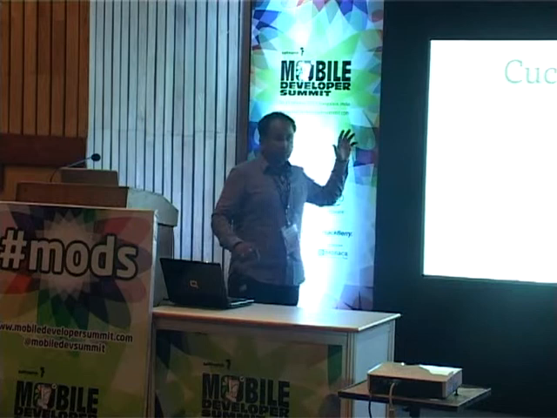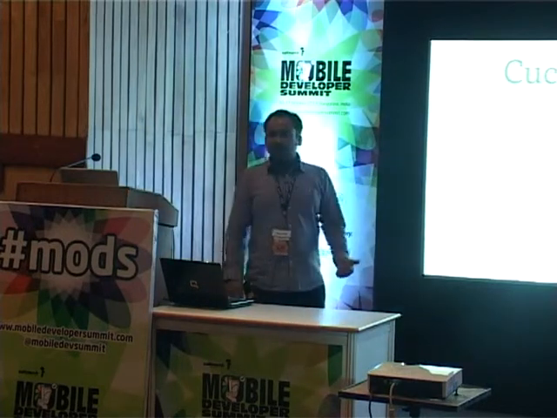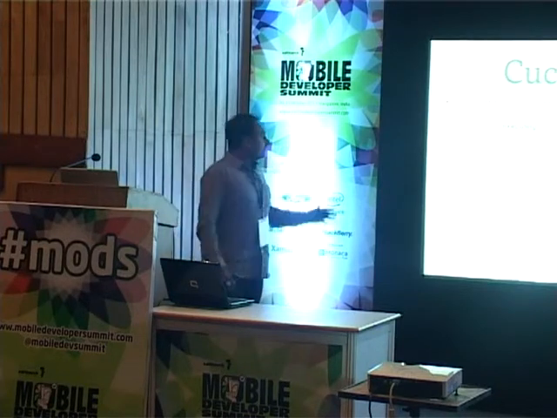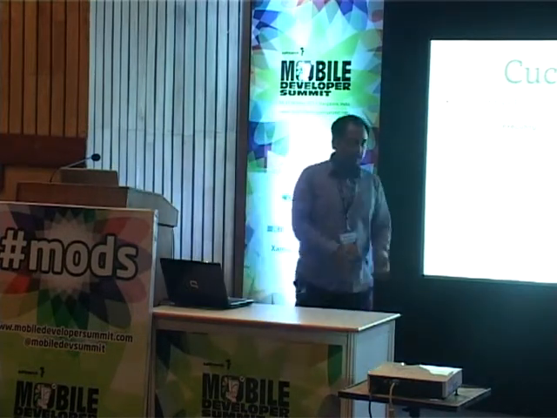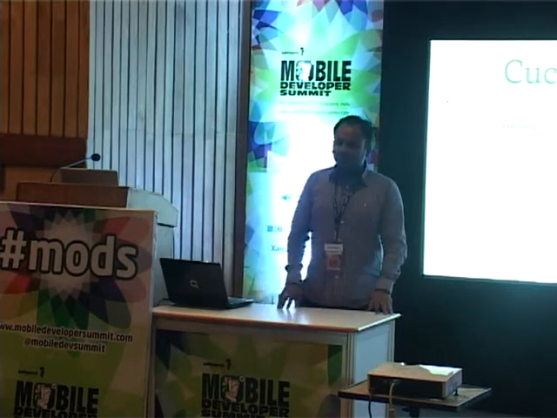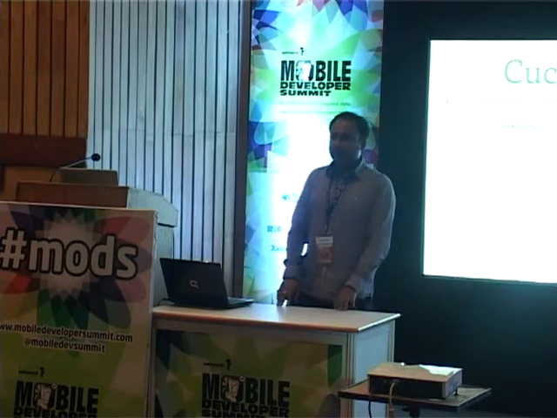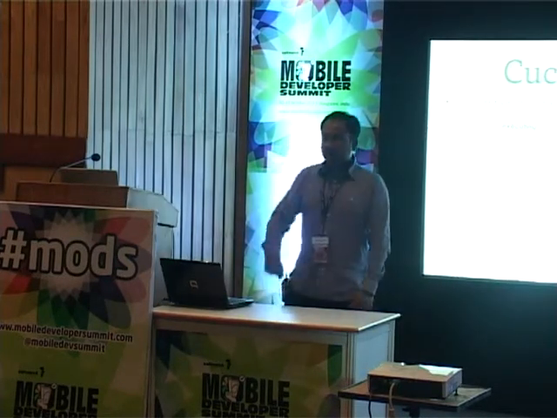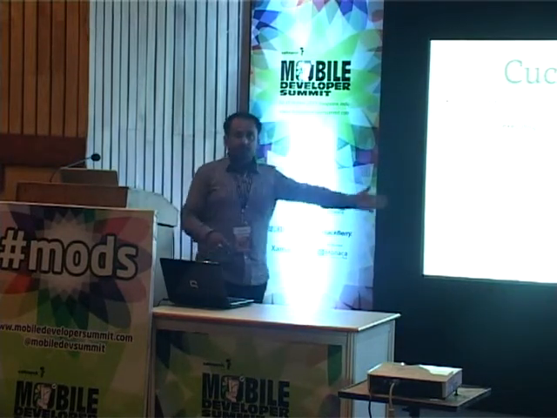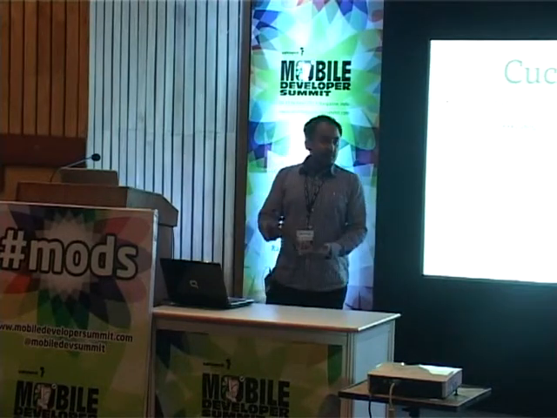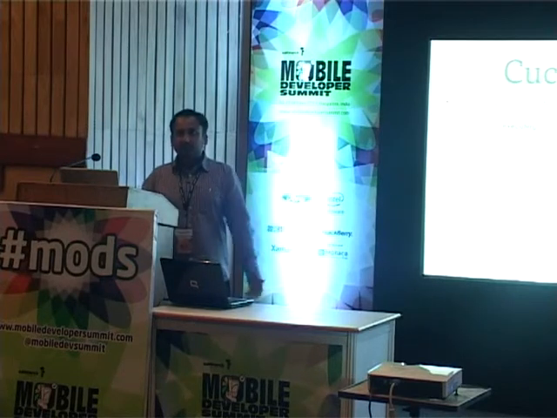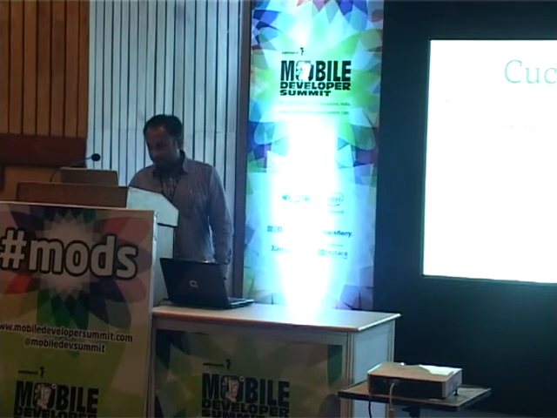So the solution that comes to our mind is Cucumber. I think most of you must be aware of it. Cucumber is a framework that gives us a way to write software specifications, and those specifications are by themselves executable. In Cucumber, we write these specifications as features. You can also consider them as user stories. So we write user stories, and those user stories are themselves executable.